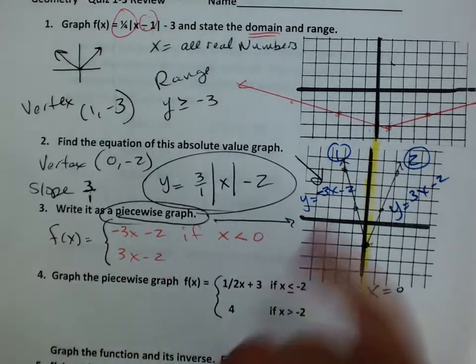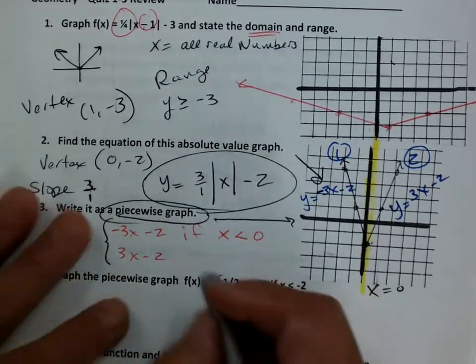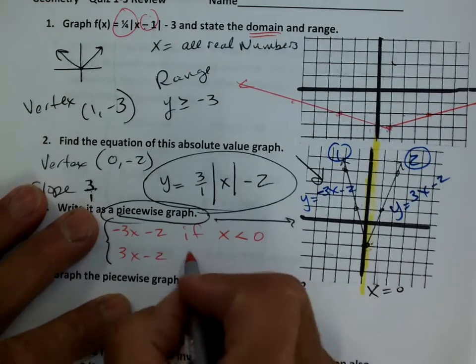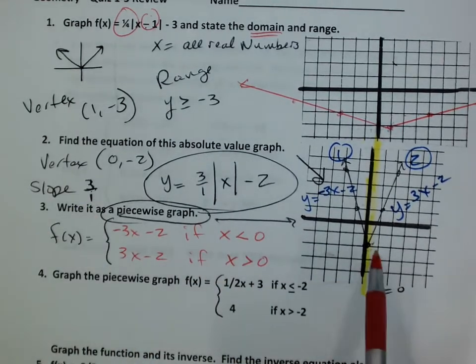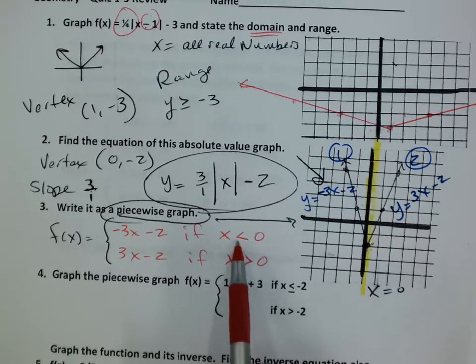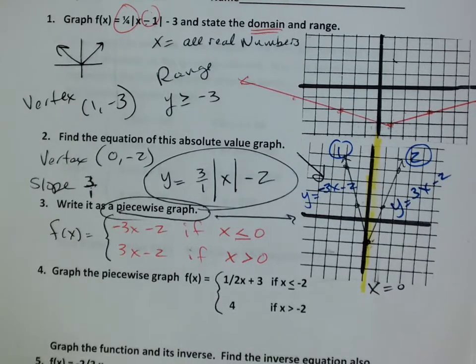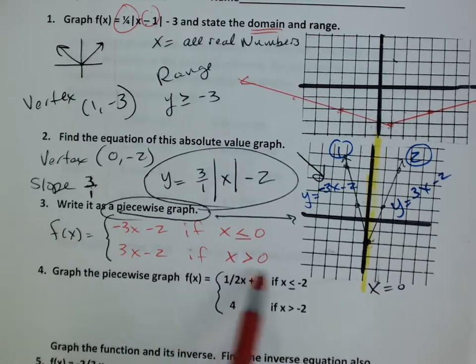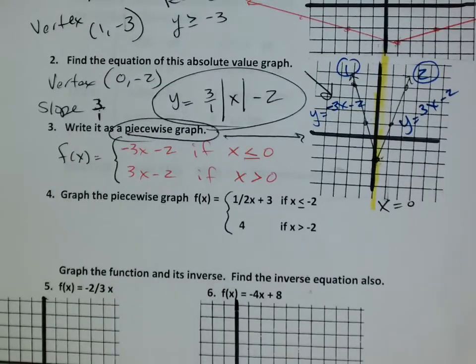But it doesn't exist everywhere. It's got a border point, right? Borderline. So that's if it starts at 0, or if x is greater than 0. Now there's one thing, this point here at 0 has to be counted. It could be counted here or here. I'll just put it on the first one. There you go. That is the piecewise equation for this absolute value graph. Okay, number 4. Graph the piecewise graph.